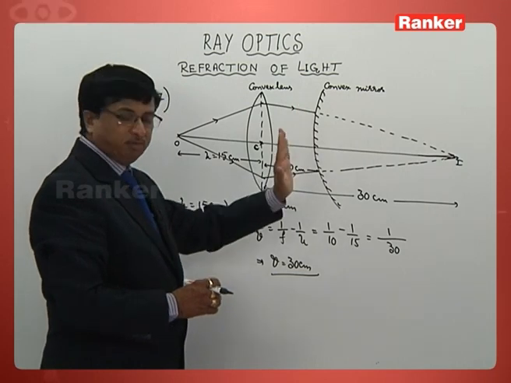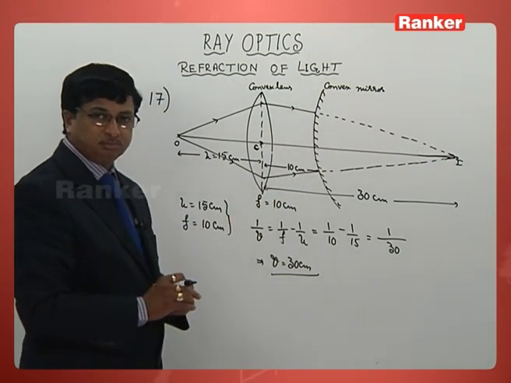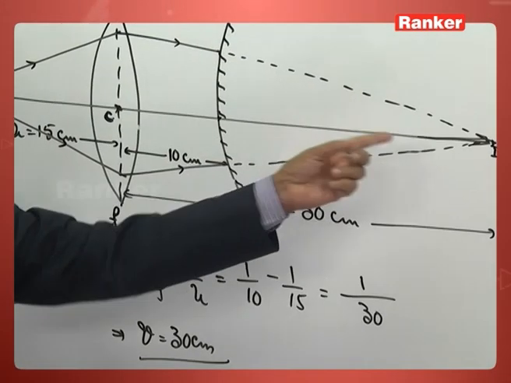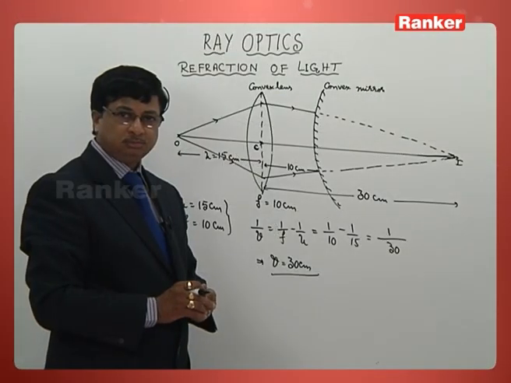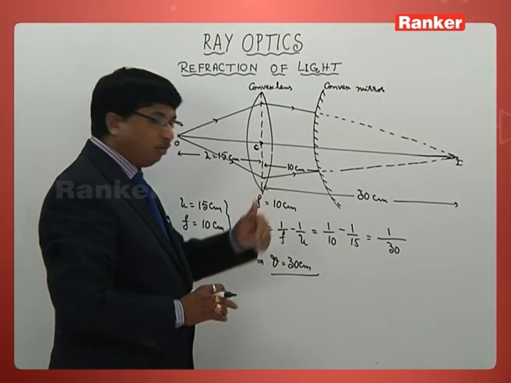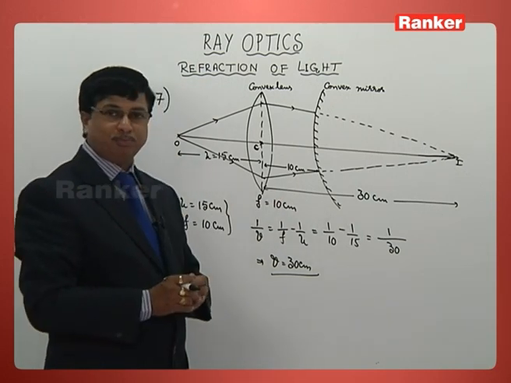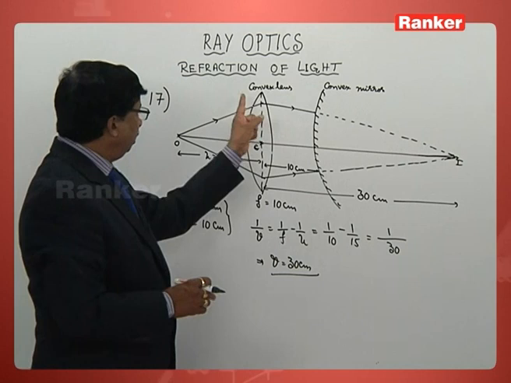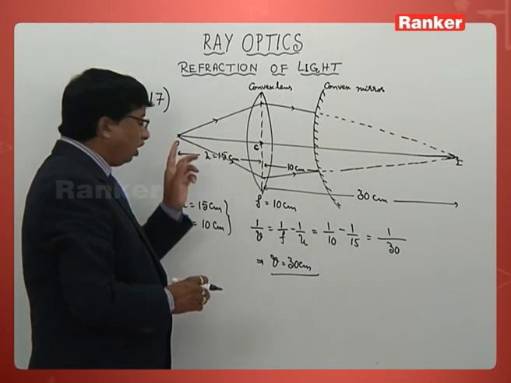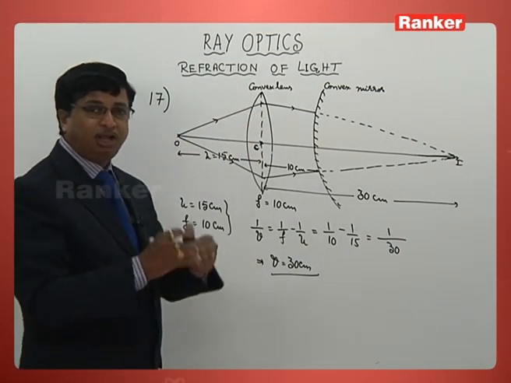Imagine for a while this mirror is not placed. Then definitely the image would have been formed there. But now the condition what he is giving, you incorporate to this situation. Final image is coinciding with the object. When will that be possible?